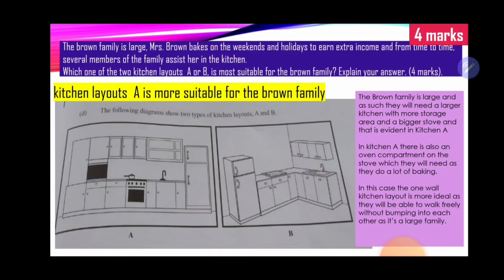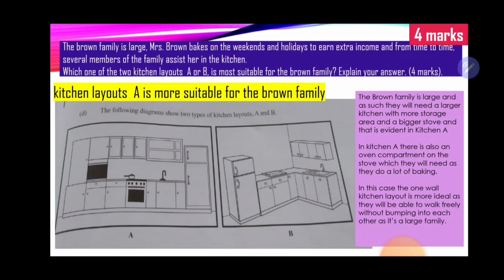Now, taking a look at both pictures and comparing both layouts, I would say kitchen A is more suitable for the Brown family, right? And the reason is the Brown family is large, and as such, they will need a larger kitchen with more storage areas. So if you can compare the cupboards, the storage areas in A versus what is in B, right? A bigger stove is evident too in kitchen A. As for kitchen B, you can see it's just a tabletop stove right there with only 4 burners, right?